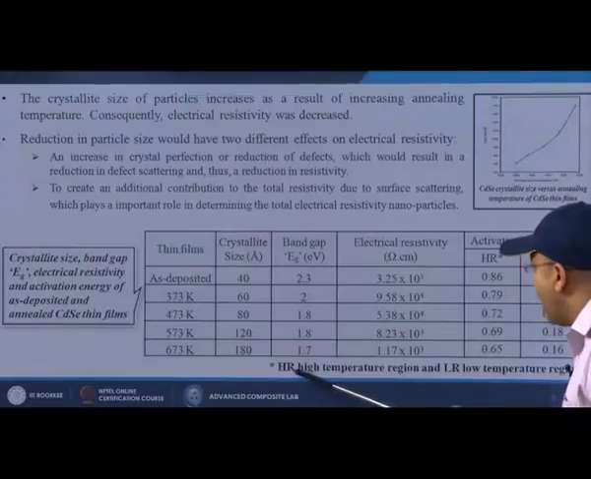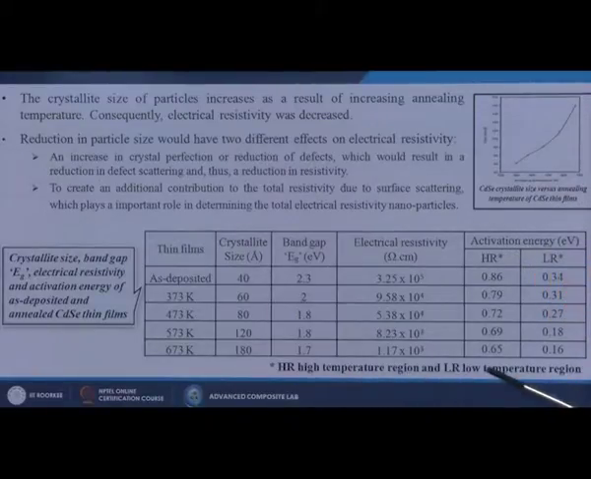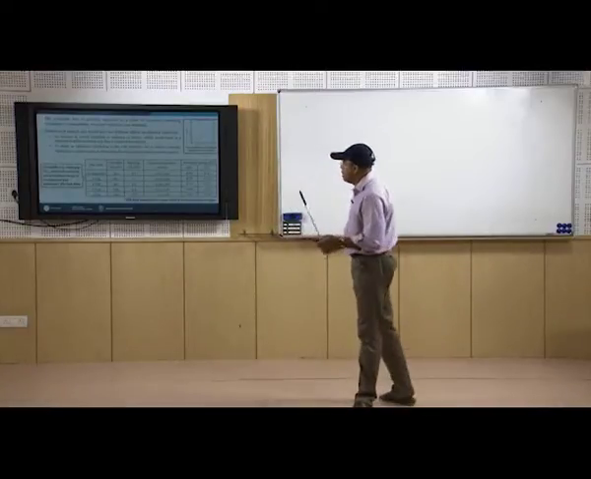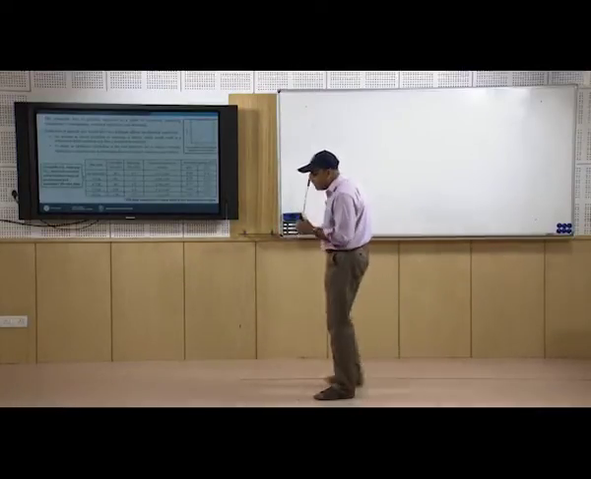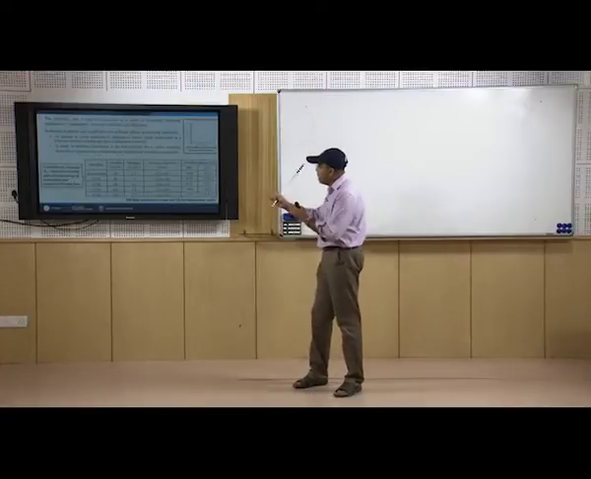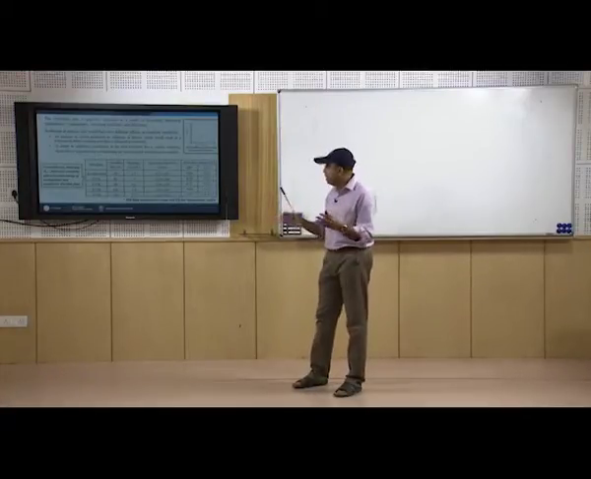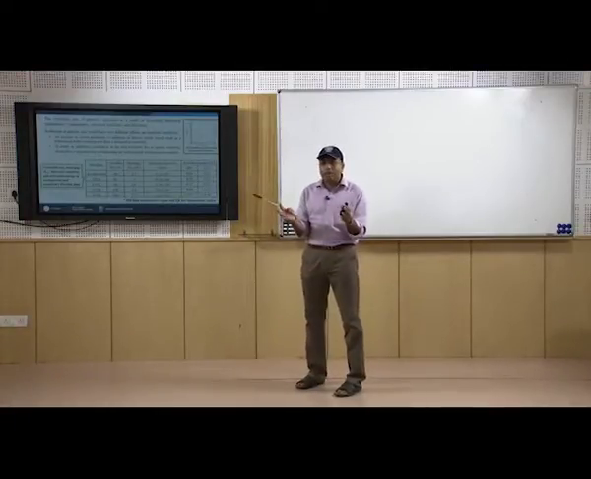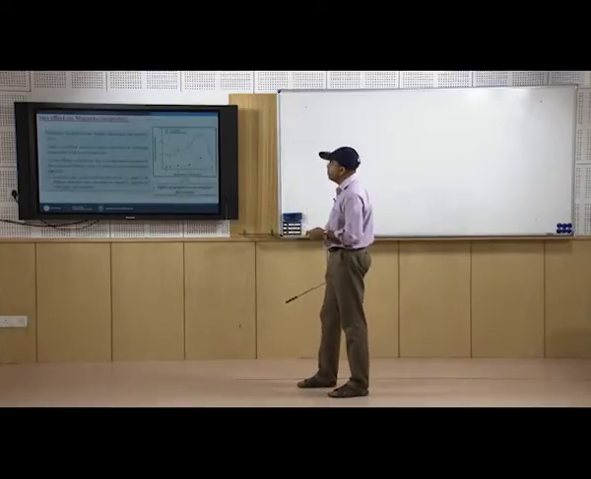So, here is the higher temperature region and LR is the low temperature region. So, these all are the properties where, when we are decreasing the crystallite size, the material property, electrical resistivity, the band gap and the activation energy of that particular material is totally changing.